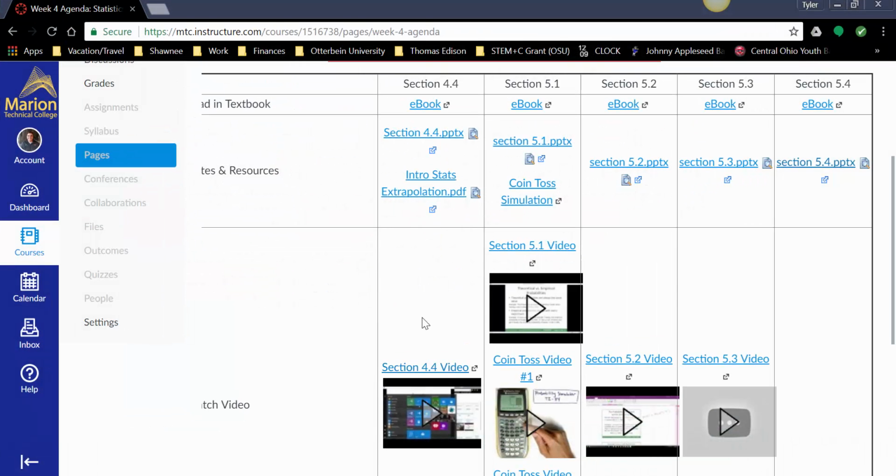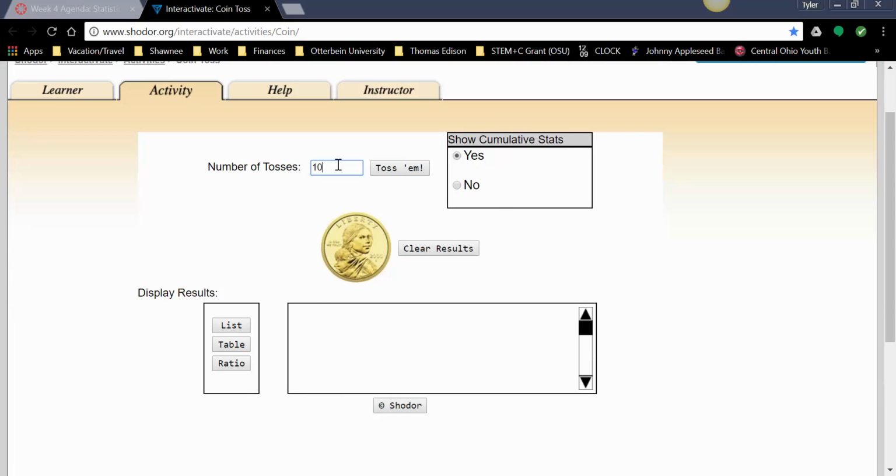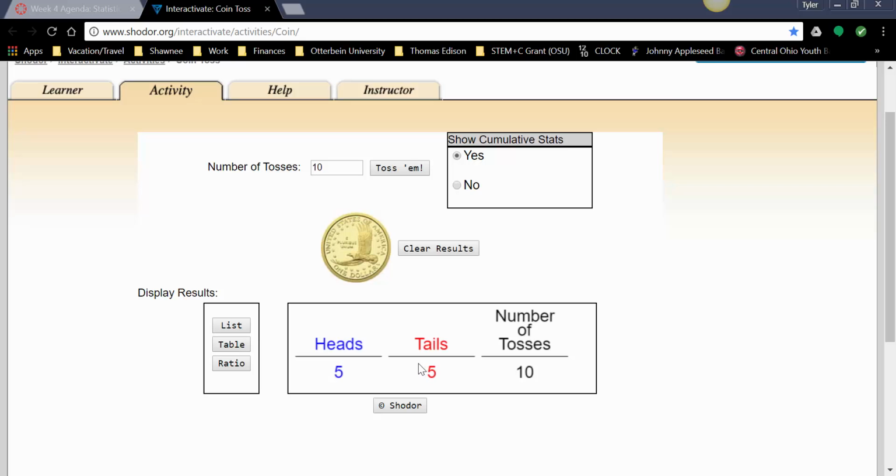So I just wanted to go into Canvas, and under section 5.1 is where I put a link for the coin toss simulation. So if we go to this, now I'm going to type in, let's say we want to flip it 10 times. I'm going to click toss them. And I'm actually going to ask to display this in table format. So here we have 5 out of 10, which is 50% heads, 50% tails, and that's what we would expect. That's the theoretical probability.